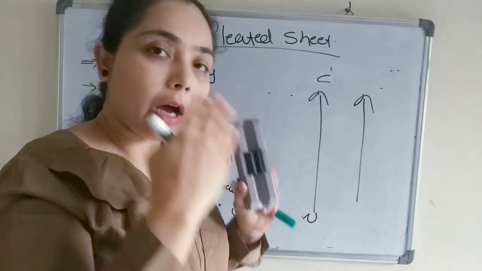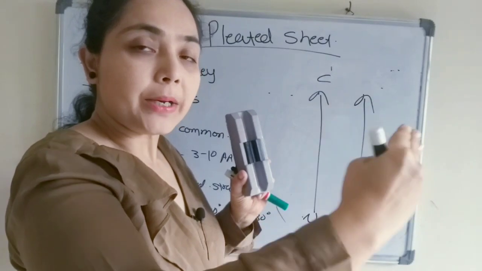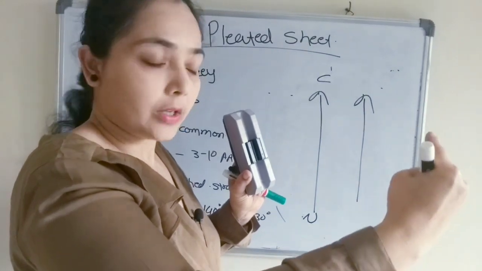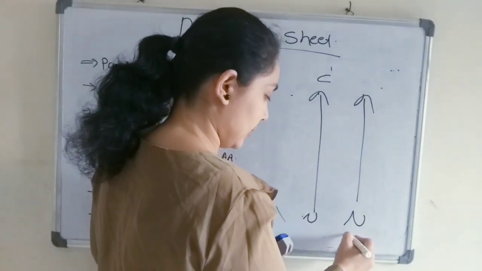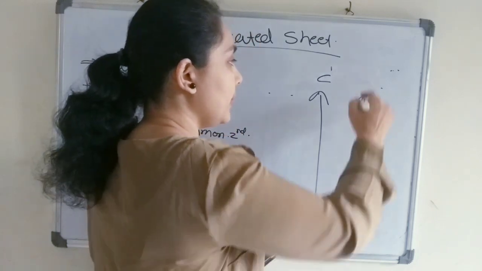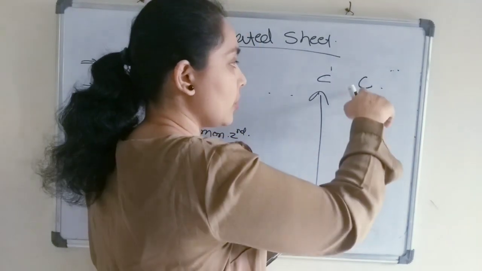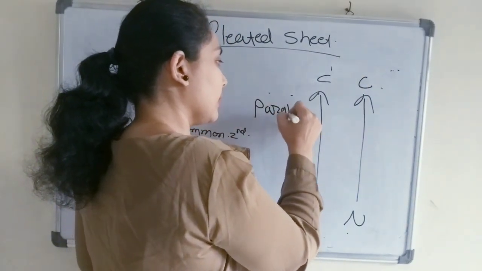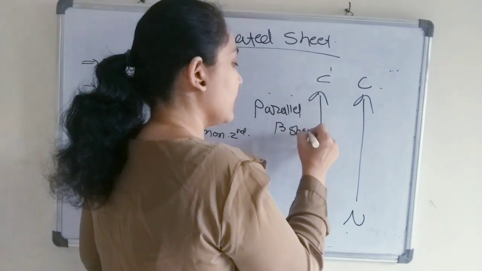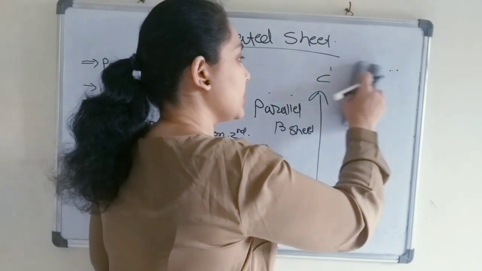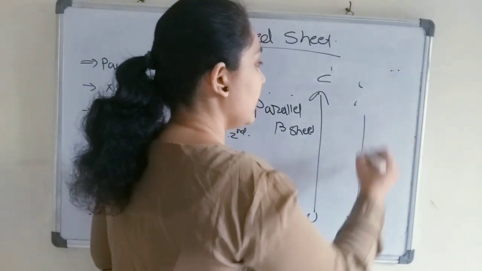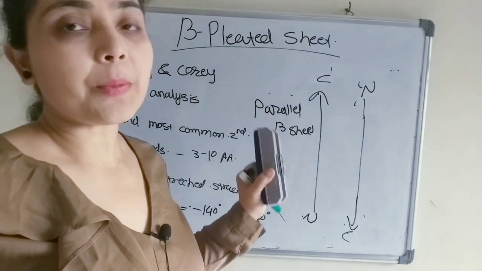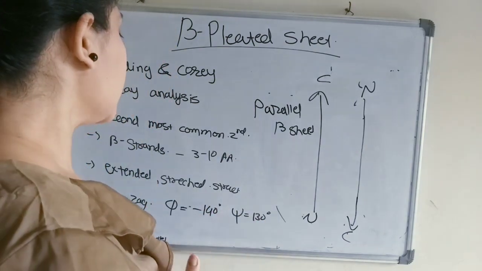So we just discussed how the beta sheet is formed. Many beta strands are linked to each other by the hydrogen bond. If adjacent beta strands are oriented in the same way, meaning the N terminus and C terminus are in the same direction, then it is known as a parallel beta sheet. And if they are in the opposite direction, then it is known as an anti-parallel beta sheet. So beta sheets are of two types: parallel beta sheet and anti-parallel beta sheet.